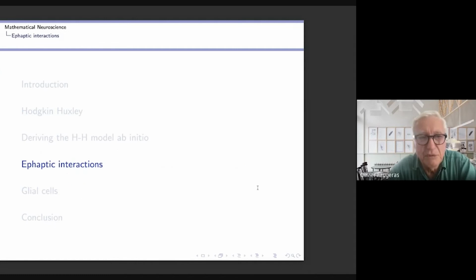I will now talk about two subjects which are not very well covered in mathematical neuroscience, and I think they might be important. I don't know, but I'm just throwing the ideas around. Maybe people will tell me it's been done a long time ago. But let's look at ephaptic interactions.